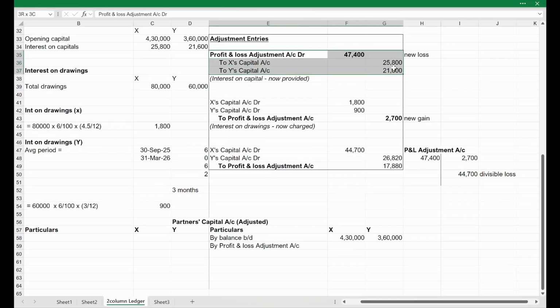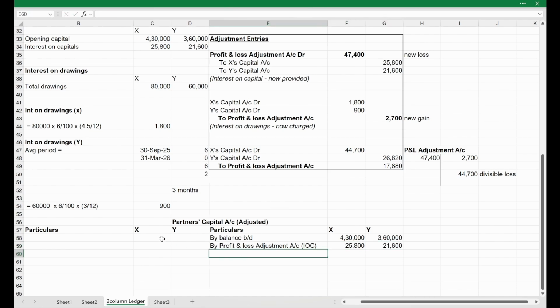We did this entry, right? First entry, interest on capital. We credited the partners, isn't it? So that part I'm writing here. This is the ledger accounting part of that. X gets 25,800, Y 21,600. This is the first adjustment.